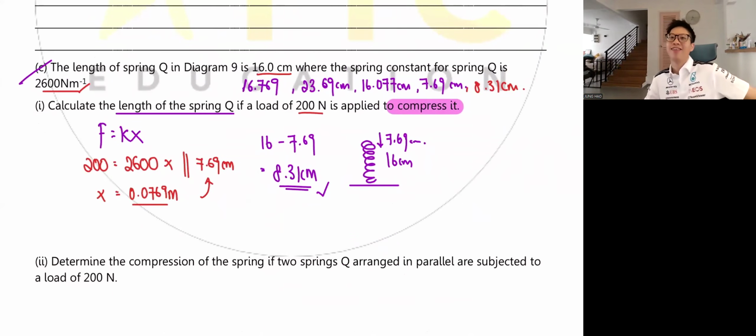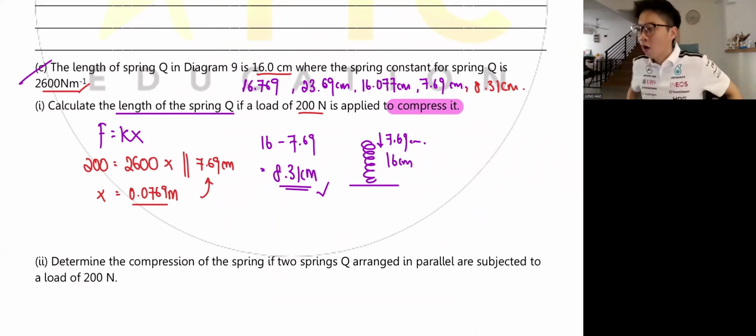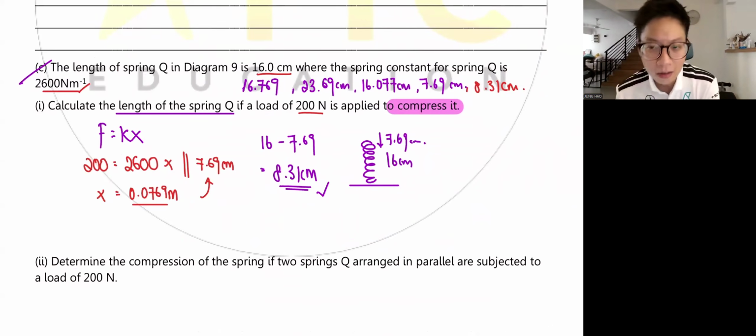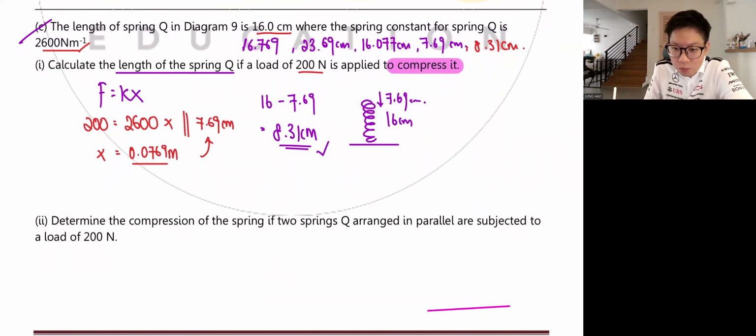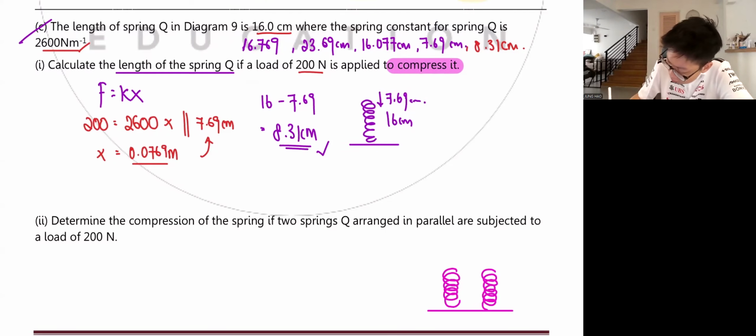Okay, now here comes the interesting one. What happens if your spring is added in parallel, series parallel? Now, what happens? Okay, guys, two springs. So right now we have two equal springs. Then they put a big load here, whereby this load will be equal to 200 Newton.